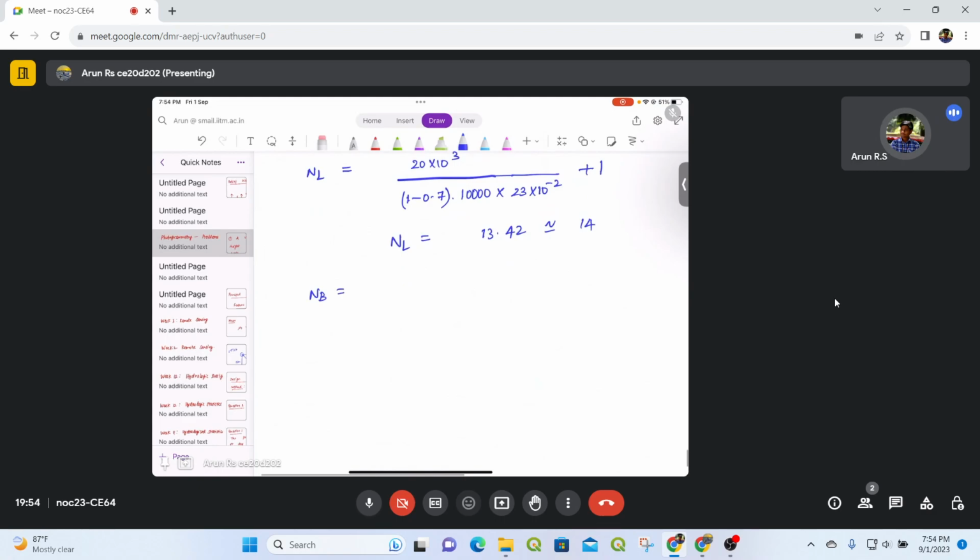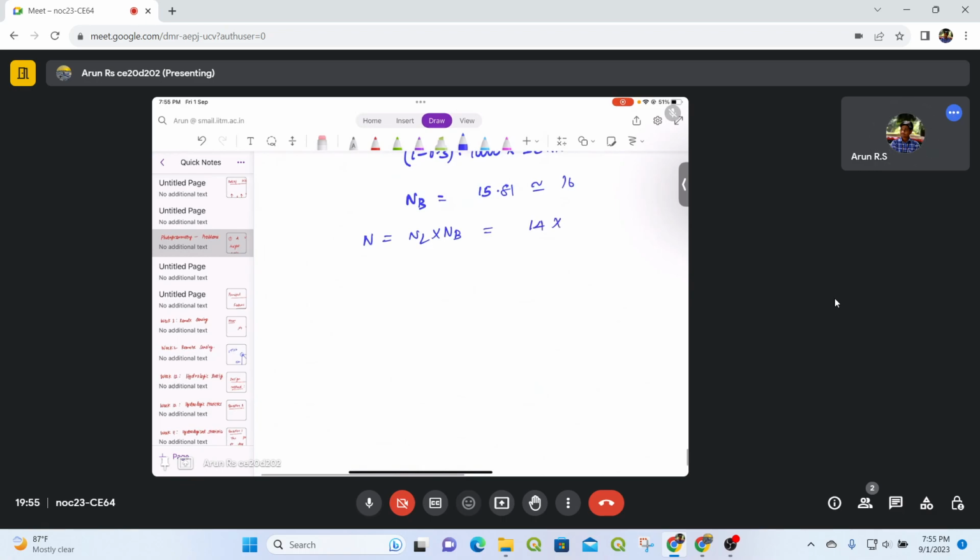Similarly along the width side, that is 10 kilometers, and it is having a 30 percentage of overlap, 1 minus 0.3. We are going to scale it up, so 10,000, and distance is 23 into 10 to the power of minus 2, plus 1. This is 15.81, that is approximately equal to 16 photos. So the total number of photos will be NL into NB, that is 14 into 16. So that is 224 photos are required to complete this survey.